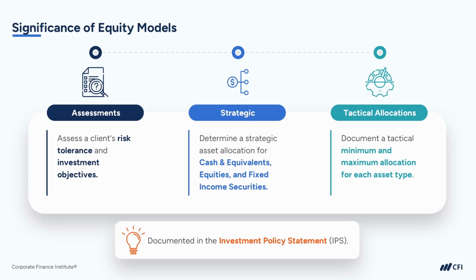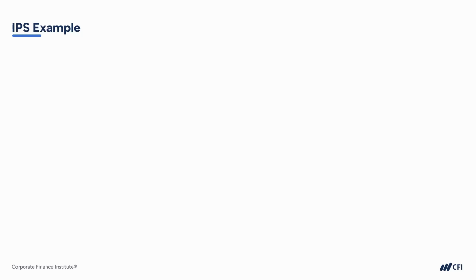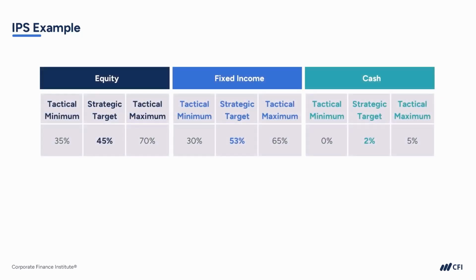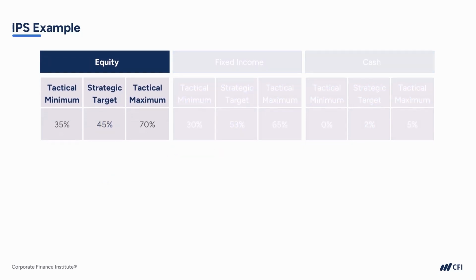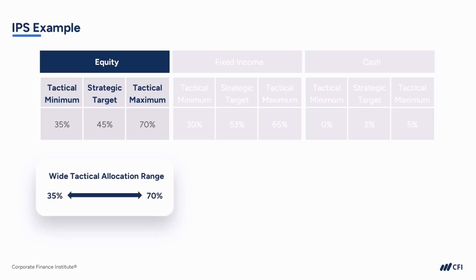For this particular client, the strategic target allocation to equity is 45% of the value of the portfolio. The allocation to bonds is 53%, and the allocation to cash is 2%. For the sake of this course, let's keep our focus on the equity allocation only for today. Now, the advisor has given themselves a wide tactical allocation range, spanning from 35% to 70%.